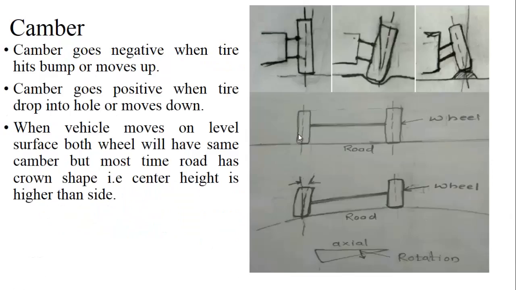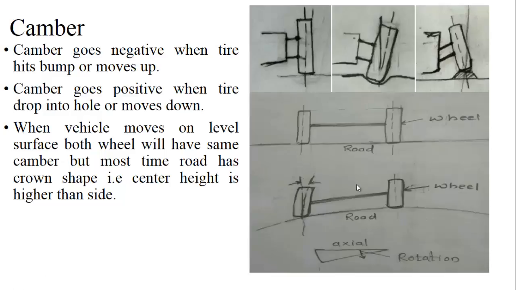The next thing is a specific condition when the suspension arms have the same length. Whenever the vehicle has both arms of the same length and the wheel hits a bump, the camber will become a negative camber, and whenever the wheel goes into a hole, it becomes a positive camber. So this is one of the specific conditions.